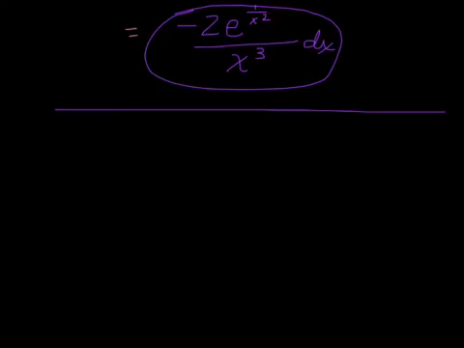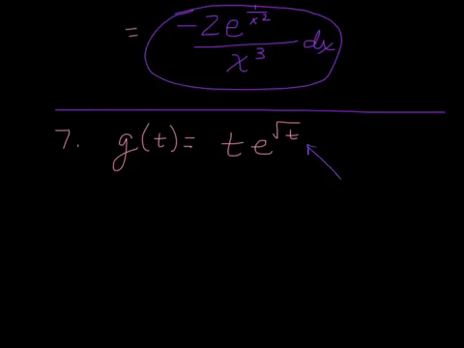All right, let's do number 7. Actually, I'm not going to do number 7. I'm just going to set it up, just to remind you of the setup. So we have t times e to the square root of t power. All right, so a couple things. First of all, we never, ever, ever work with radicals. We always rewrite them. So that's t times e to the, we call that t to the 1/2 power.